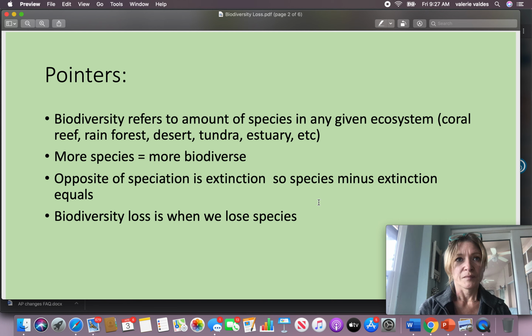Obviously, the way that we get more species is speciation. And so the opposite of that would be extinction. So when you subtract the two, speciation and extinction, that's when you get the amount of biodiversity. Now, biodiversity loss refers to then losing species.